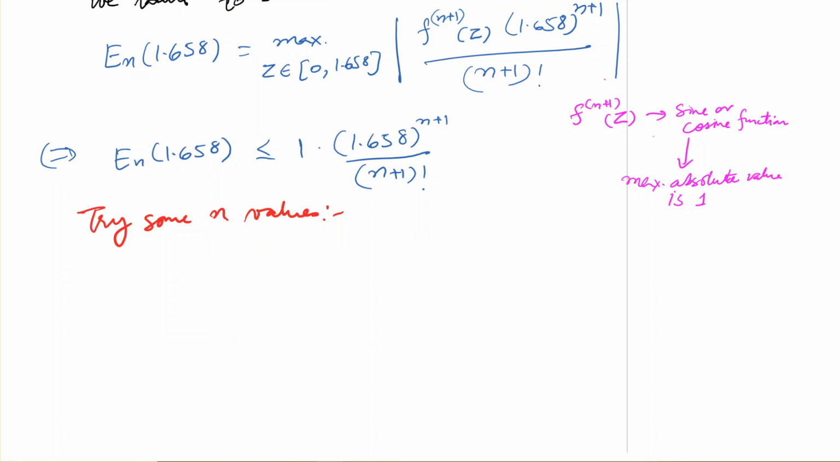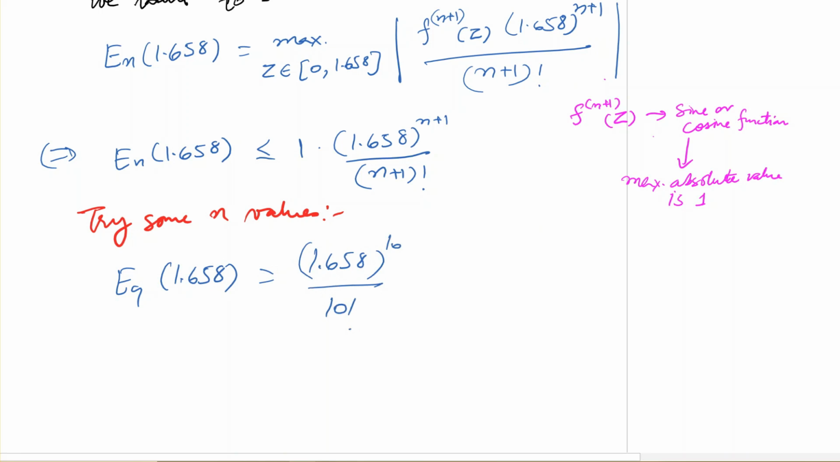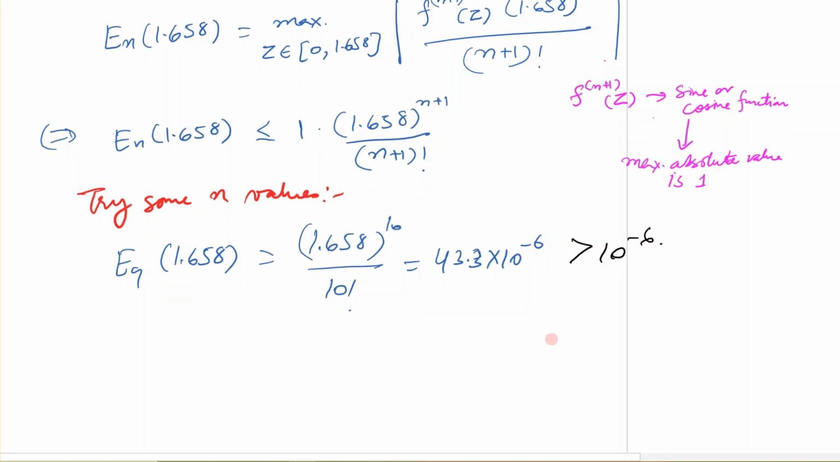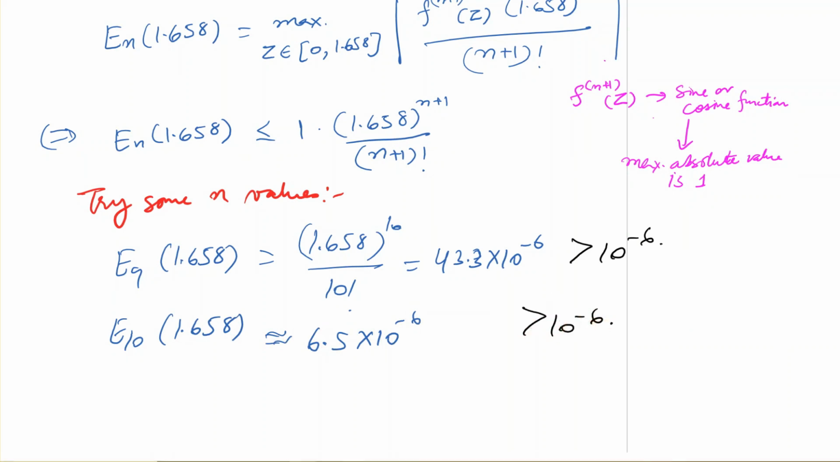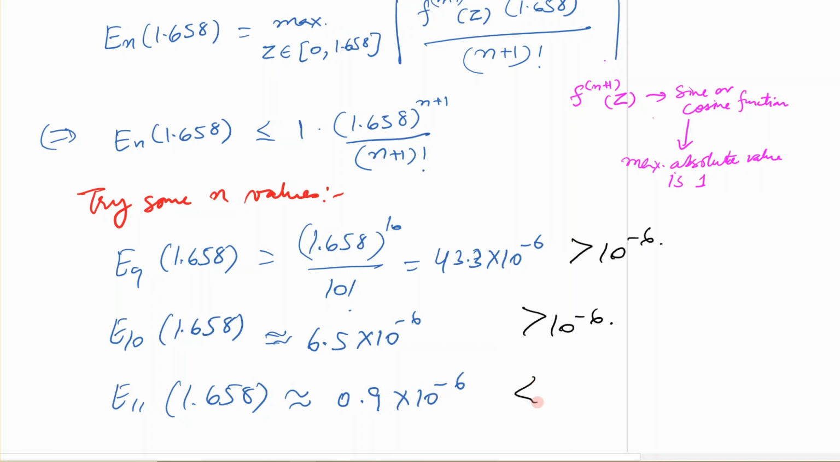I'm going to try n equals 9. So E9 at 1.658 gives me 1.658 raised to power 10 over 10 factorial, which is approximately 43.3 times 10 raised to power negative 6. This is greater than 10 raised to power negative 6, but we want error less than 10 raised to power negative 6. So let's try n equals 10. When I try n equals 10, I get approximately 6.5 times 10 raised to power negative 6. Again, this is greater than 10 raised to power negative 6. What about 11? If you try n equals 11, you will get approximately 0.9 times 10 raised to power negative 6, which clearly is less than 10 raised to power negative 6.